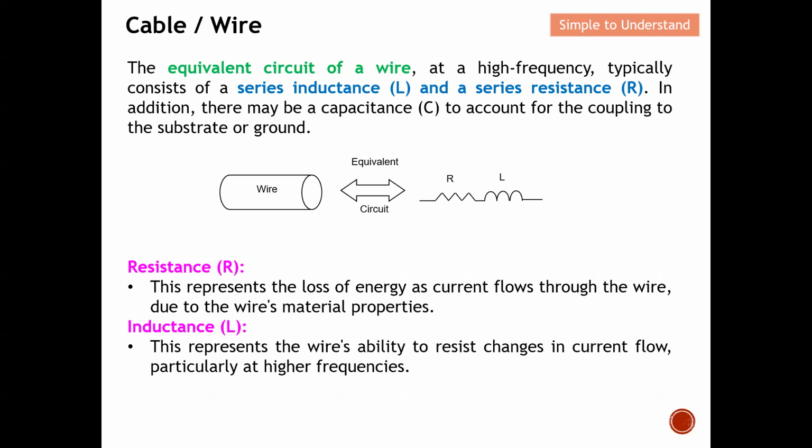At low frequency, the equivalent circuit of a wire is just the resistor. However, at high frequency, typically we have an equivalent circuit of a series inductor together with a series resistor, as you can see from here. Later on I will explain this equivalent circuit. In some cases we may have some capacitive effect, but to make the circuit easier to understand, I have omitted the capacitive effect. It is also quite negligible.